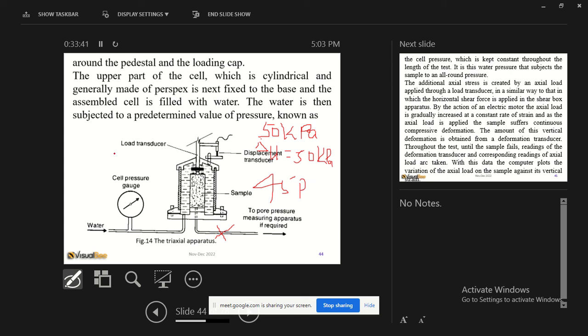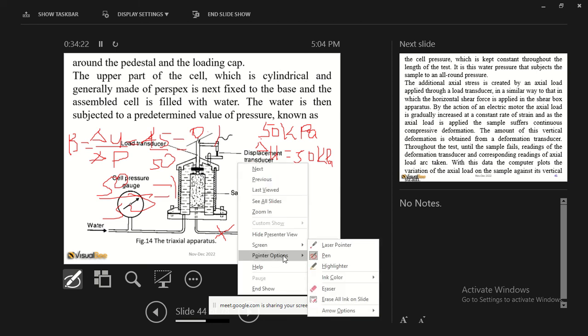So for the degree of saturation, the pore water pressure parameter would be delta U over delta P. If it increases by 45 out of 50, then that factor would be 0.9, or 90%. Or if it increases by 50, that means the parameter B is 1. That means the sample is saturated.